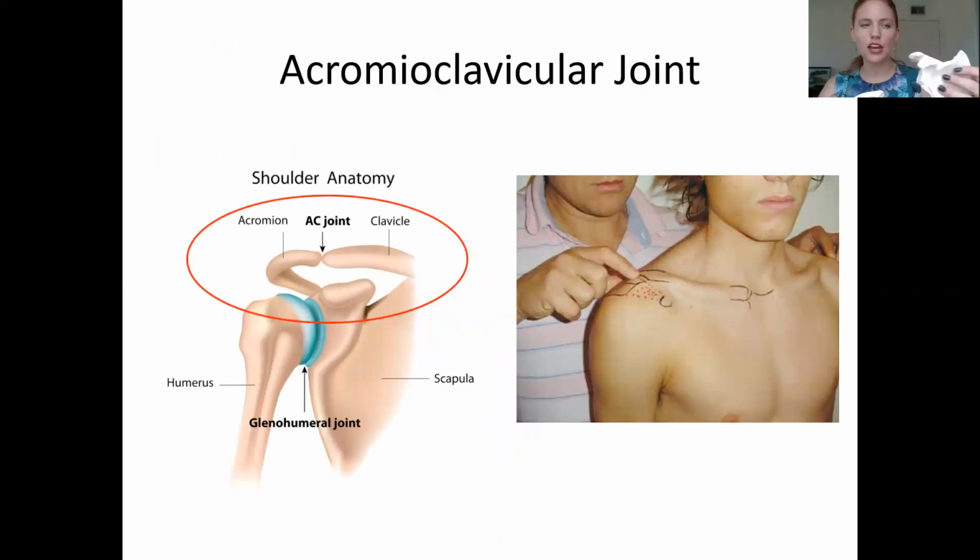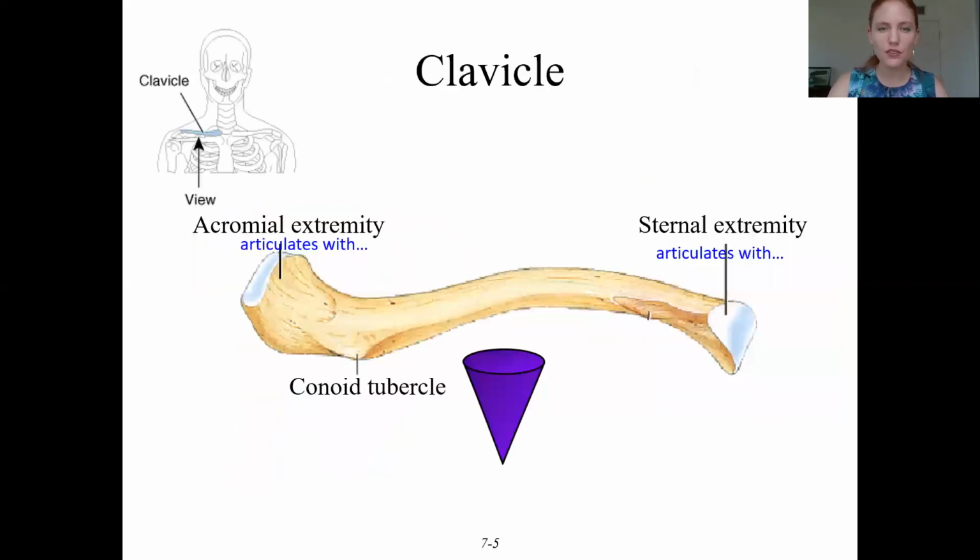When you're looking at the clavicle, this right here is the acromion, and that's where they're going to articulate. You can actually find it on yourself if you follow your shoulder to the highest point of your shoulder. That's going to be the acromioclavicular joint. Okay, so let's continue on to a couple other things.